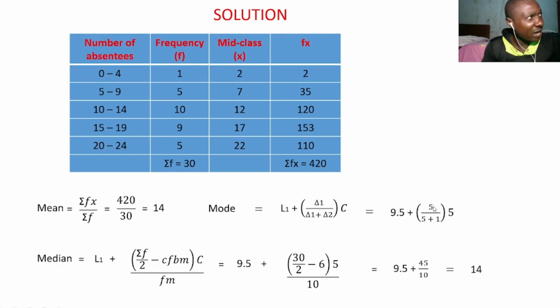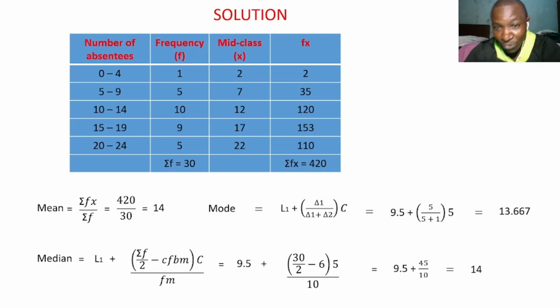Now with all these values in mind, when plugged into the equation, our L1 was 9.5. Our delta 1 is 5, and that is how we arrive at this value. You plug in the 5, and our delta 1 is also 5. Our delta 2 is 1. So 5 plus 1 will give us this set of values. Now, if you do your math very well, 5 times 5 will give you 25 divided by 6. And when added to 9.5, it will give you 13.66. It can also be approximated.